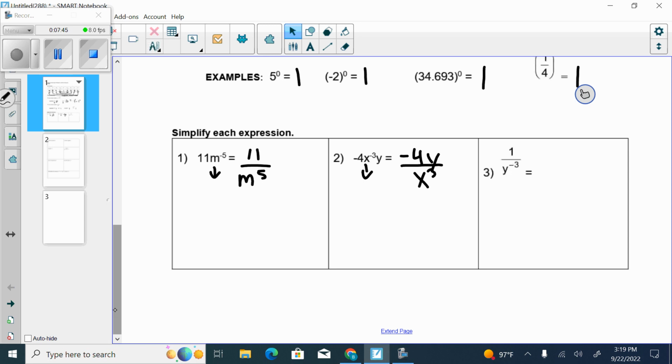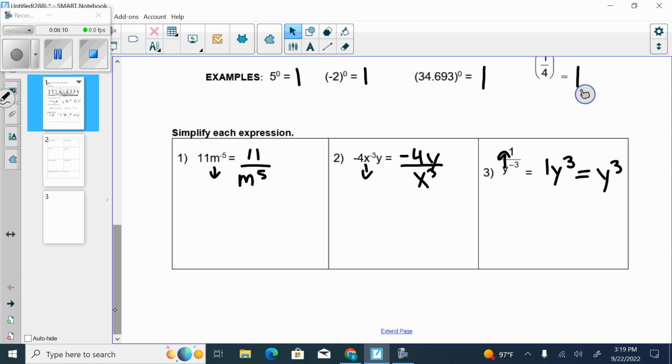On number 3, we've got 1 over y to the negative 3. So the only problem is that negative 3 in the bottom. How do I fix it? Right, I'm just going to move that piece up to the top. So then I would have 1 y to the third, or if you don't want to put the 1, that's okay too. It would mean the same thing if you just put y to the third.